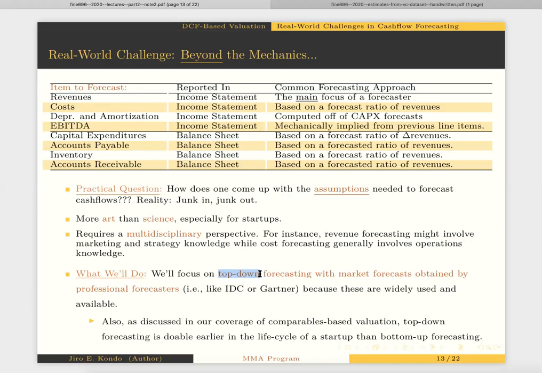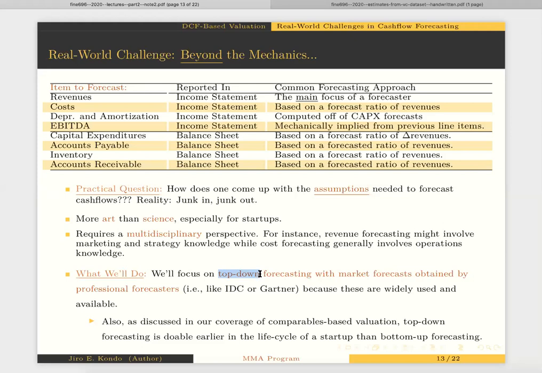So what I mean by a top-down approach is we're going to start with third-party estimates of the overall size of the market that we're entering. So for instance, estimates of the future size of the virus screening software market. And then we're separately going to forecast how the market share of our company is expected to change over time.